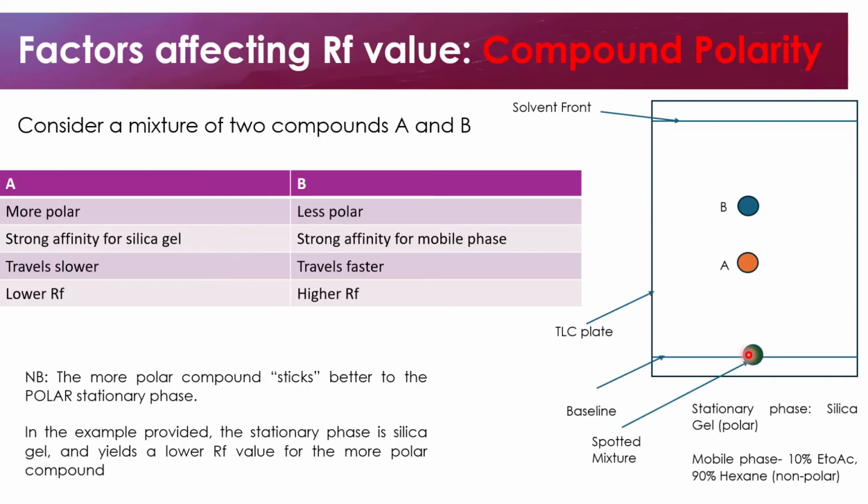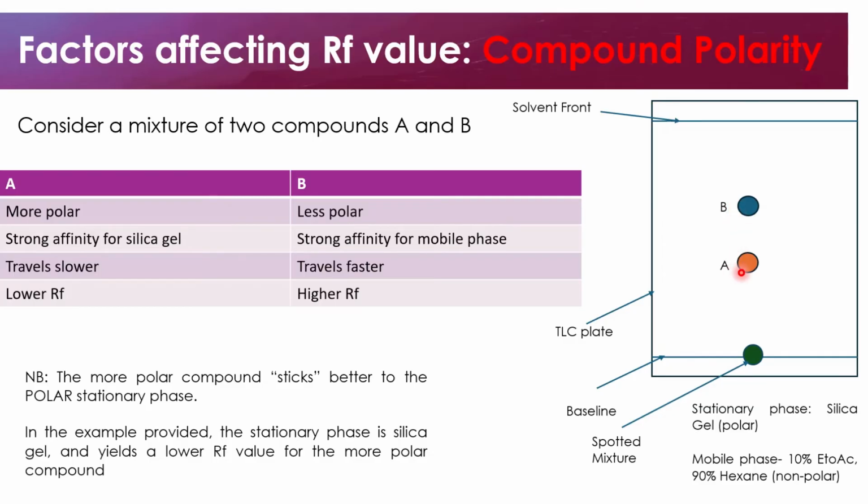On the other hand, compound B, which is less polar than compound A, will have less affinity for the stationary phase but a strong affinity for the mobile phase. Hence, it will travel at a faster rate with the mobile phase through the stationary phase to result in a higher RF value as compared to compound A. As you can see over here, this is compound B with a higher RF value because of its strong affinity for the mobile phase and less affinity for the stationary phase.